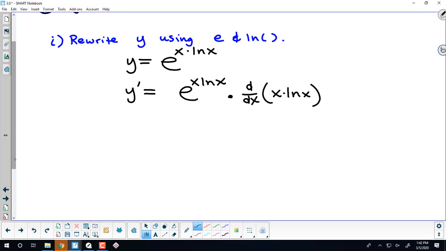Okay, so the derivative there is a product rule. We have e to the x ln of x times, and a product rule is usually going to give us two different terms. So we have the first times the derivative of ln of x. The derivative of ln of x is that. First times the derivative of the second plus the second times the derivative of the first, which is 1. So we'll write that.